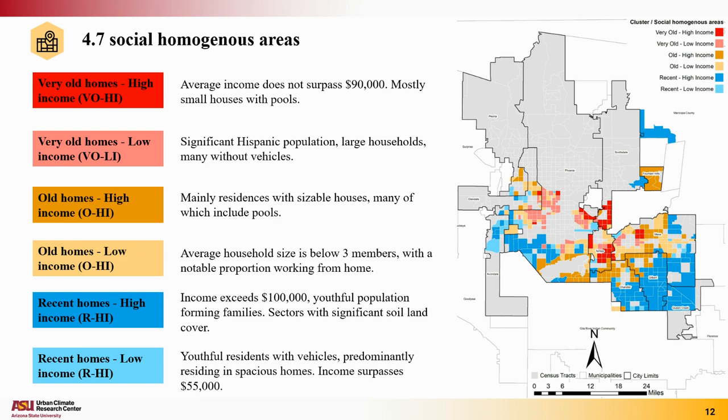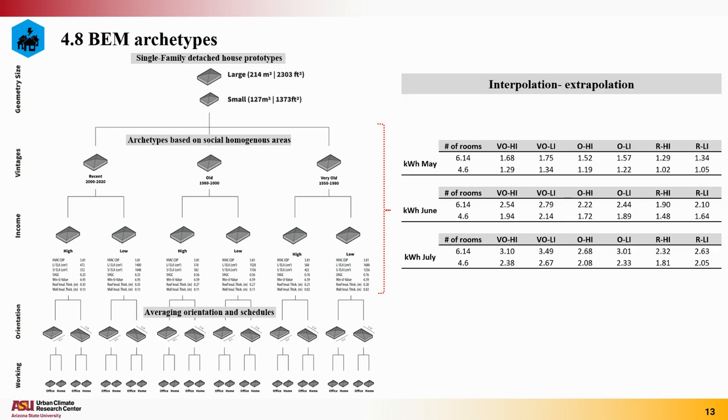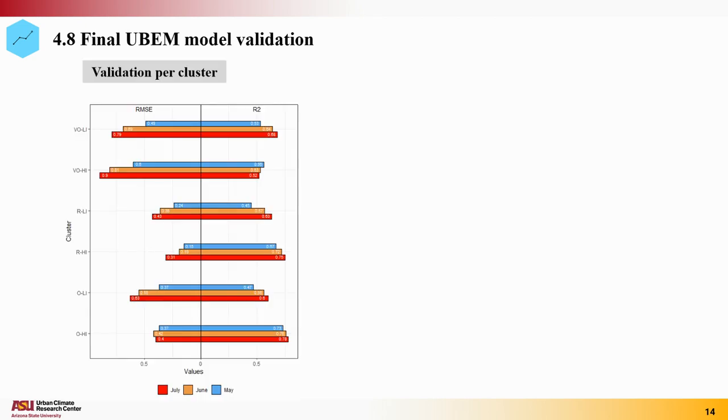With the EnergyPlus prototypes, we also use that information to adapt those models to our context. But we also decided to add more variation to the simulation by changing the rotation of the building and the schedules of the models. We aggregate that data to obtain individual values for each social homogeneous area and for two different numbers of rooms. And we interpolate that information to the whole metropolitan area.